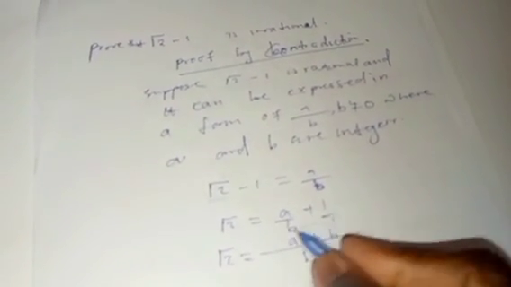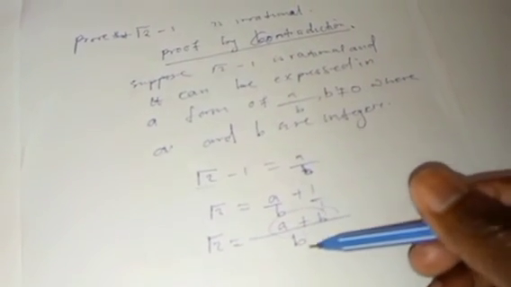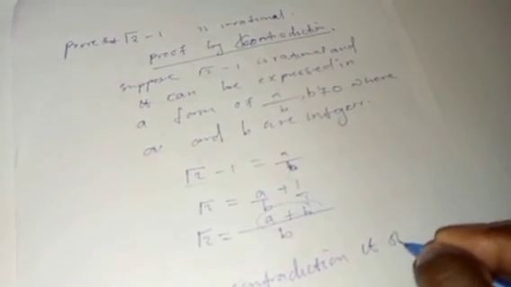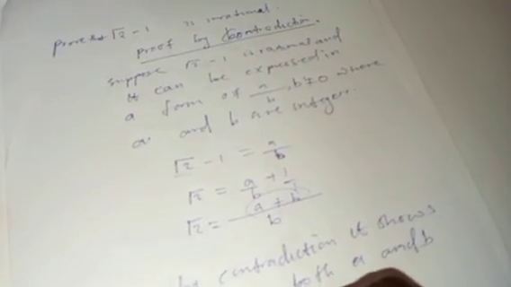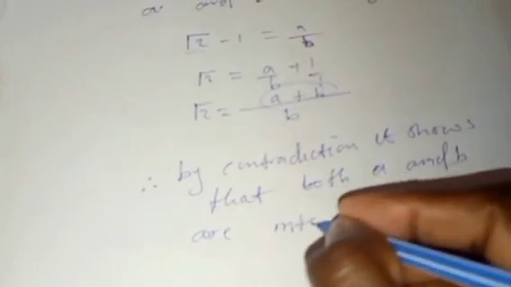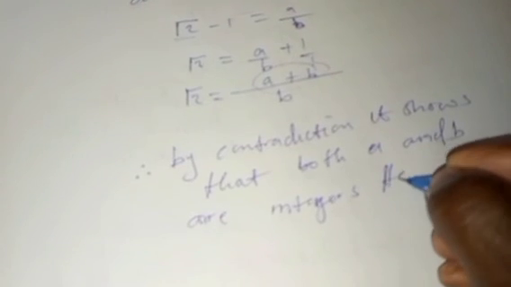So if you check these two numbers, we're saying they are integers. Since the numerator and the denominator are both integers, automatically you say therefore by contradiction it shows that both a and b are integers, hence root of 2 minus 1 is not rational and it is irrational. Hence proven.